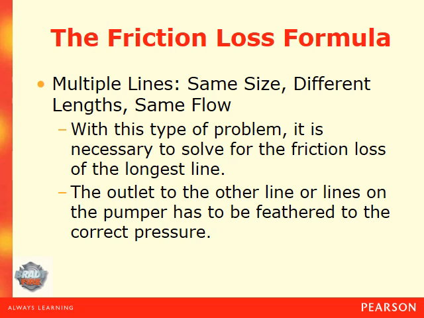So now let's look at multiple lines being the same size in different lengths, but the same flow. With this type of problem, it is necessary to solve for the friction loss of, again, the longest line. The outlet to the other line or lines on the pumper has to, again, be feathered down to the correct pressure.